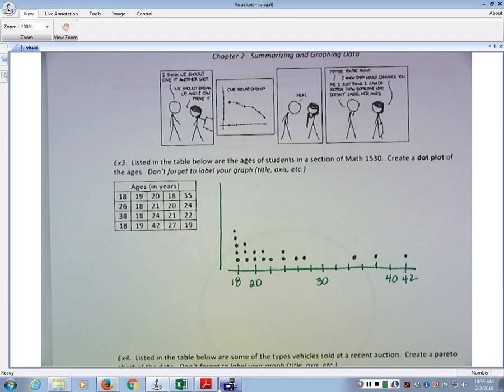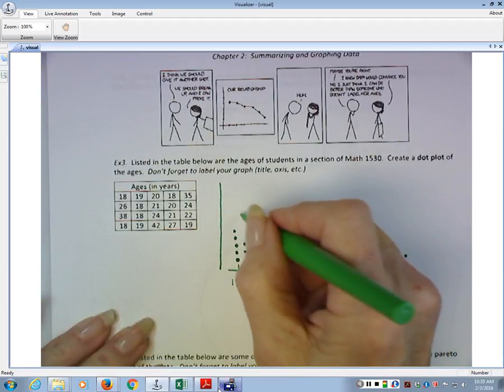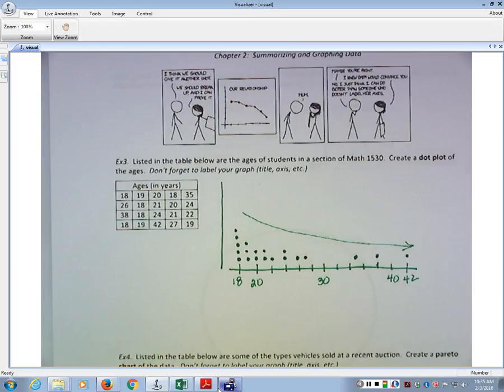Skew right, skew left? Skewed right, because it's tall on the left and decreases, so skewed right. Okay, and there's quite a bit of spread there.